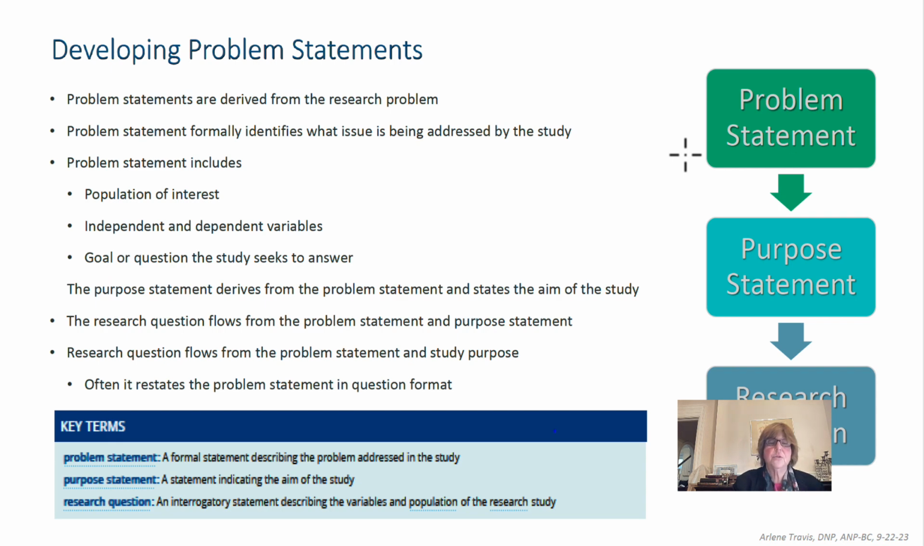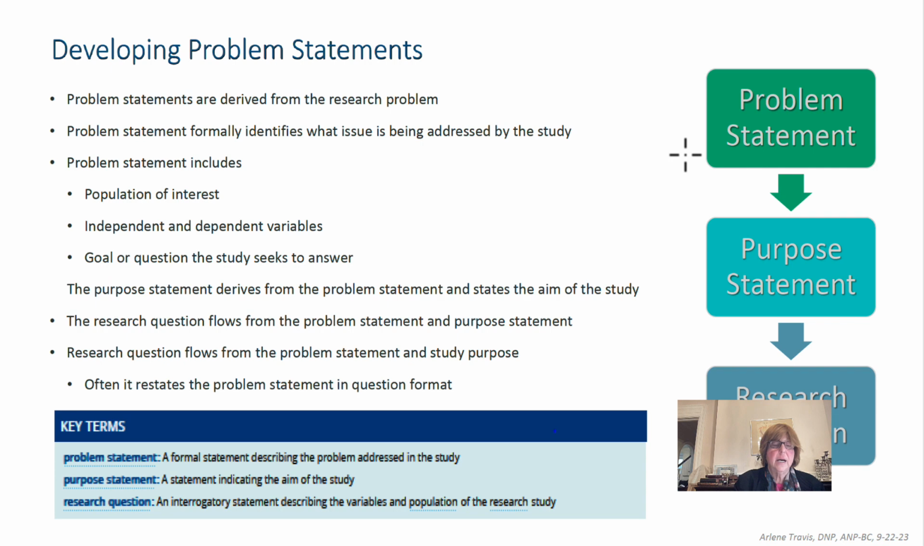The purpose statement derives from the problem statement, and it says, what is the aim of the study? So first we're talking about who is our population, and what are the variables that we're going to be looking at. Remember, independent is the variable that impacts the dependent variable, right? Okay, so the research question is going to flow from the problem statement and the purpose statement. So the research question flows from the problem statement and the study's purpose, right? So often it restates the problem statement in a question format.